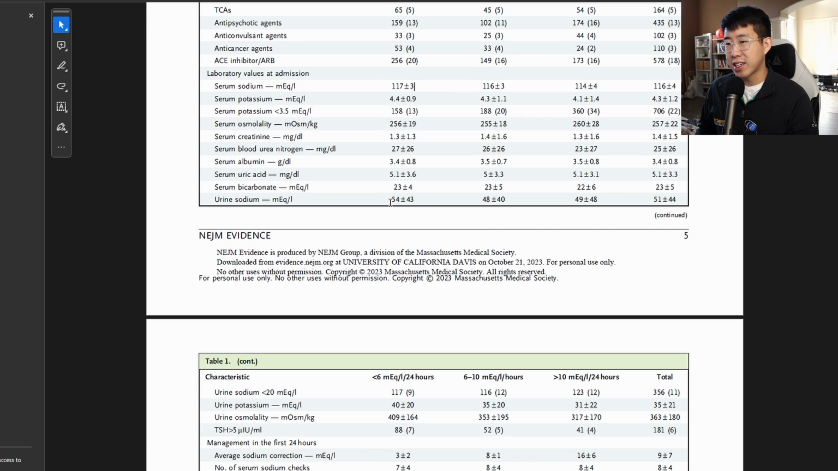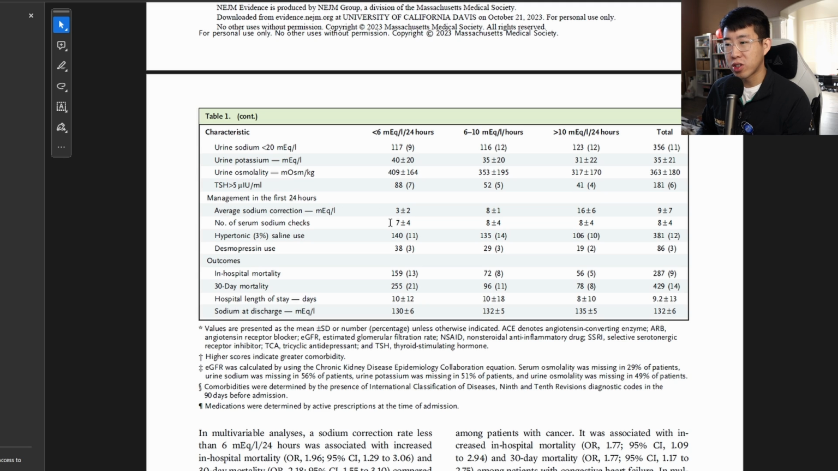I did find their urine sodium and their urine osmolality interesting because if you look at that flow chart and you go through the hyponatremia algorithm, it's basically saying all these patients have SIADH. But I don't think you can really trust the urine sodium for these patients because they may have received fluids in the ED beforehand or something like that. Plus, look at the standard deviation: 54 plus or minus 43, or 48 plus or minus 40. So again, not super accurate. Average sodium correction was 3 in the first group, 8 in the second group, and 16 in the third group.